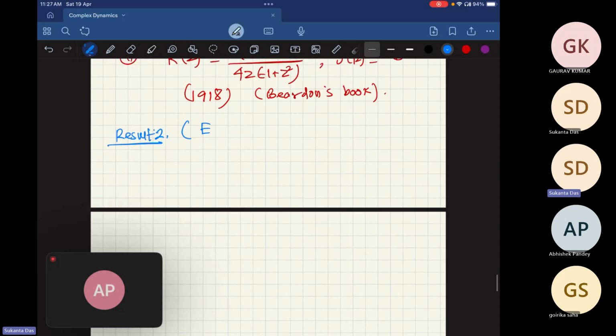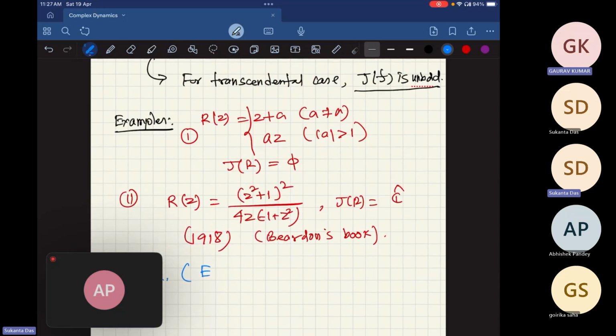Yes, I have a quick doubt. In the second case of rational map, where you have said the Julia set of R is empty, zero is a repelling fixed point, isn't it? Zero is a repelling fixed point. Correct. So it has to be in the Julia set.